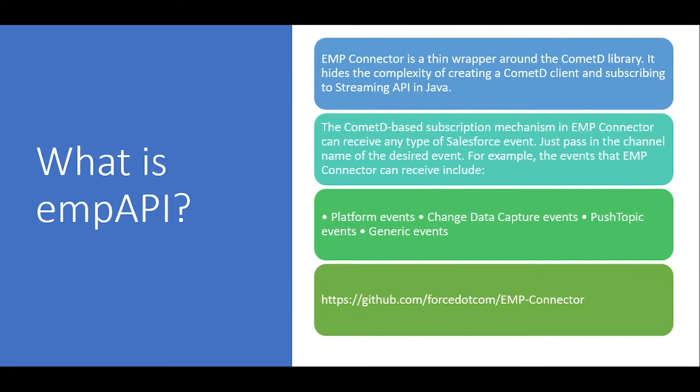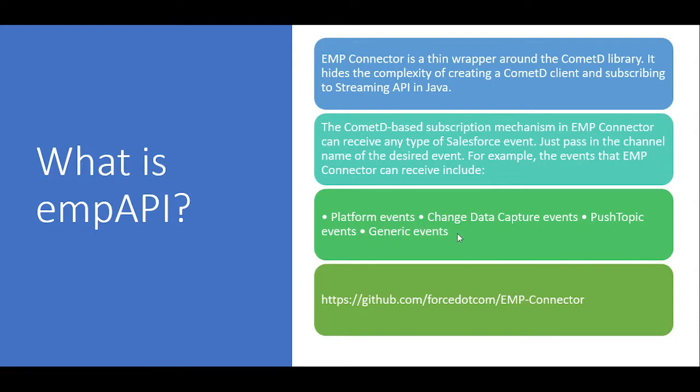Now, what is EMP API? I think to use CometD, we also need to understand what EMP API means. So EMP connector is a thin wrapper around the CometD libraries. It hides the complexity of creating a CometD client and subscribing to the streaming API in Java. The CometD based subscription mechanism in EMP connector can receive any type of Salesforce event. Just pass in the channel name of the desired event. For example, the events that EMP connector supports include platform events, change data capture, push topics, and generic events. So these are some streaming API events.